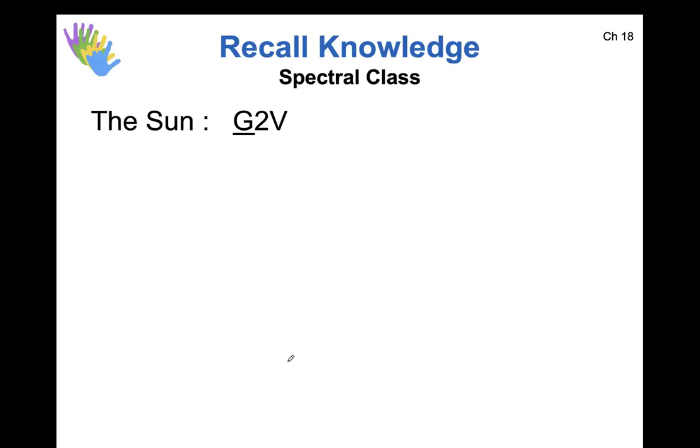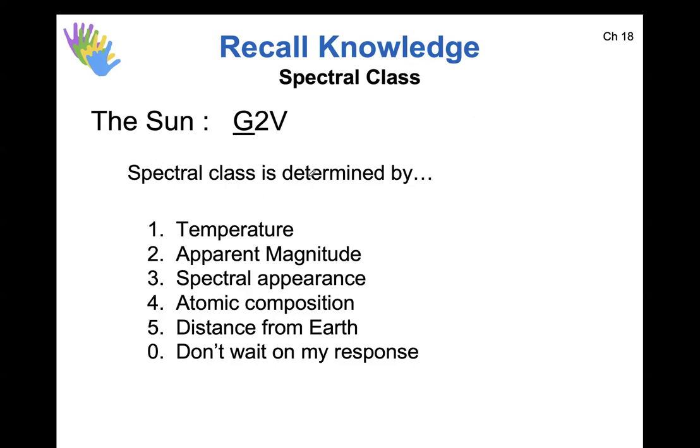All right, so let's look at the sun and break down these different letters. What do they mean? All right. So first, let's see if you can answer the question. Spectral class is determined by what? Spectral class, temperature, apparent magnitude, spectral appearance, atomic composition, or distance from Earth. What does spectral class tell you?